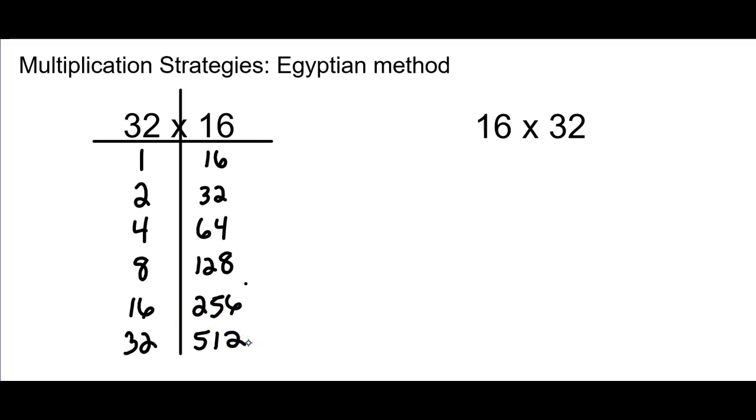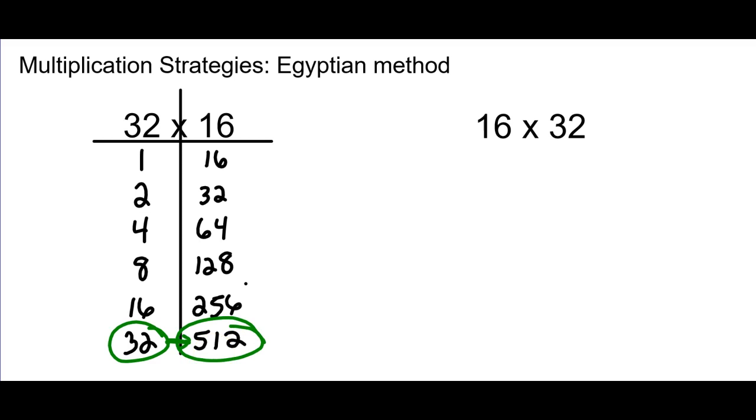Now, to come up with the answer, you're going to look at the numbers on the left and find out which ones will add up to this top number right here. And in this particular case, you've got one that already equals that top number, 32. So this right here adds up to 32. And then we're going to add up the corresponding ones on the right, and that will give us our answer. So in this case, 32 times 16 is going to be 512.